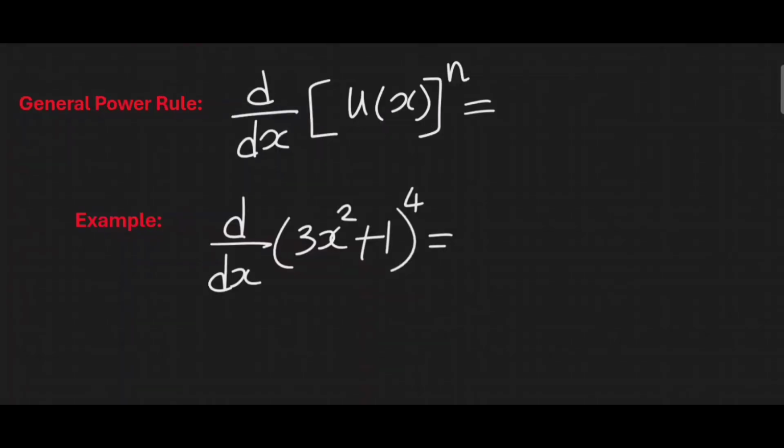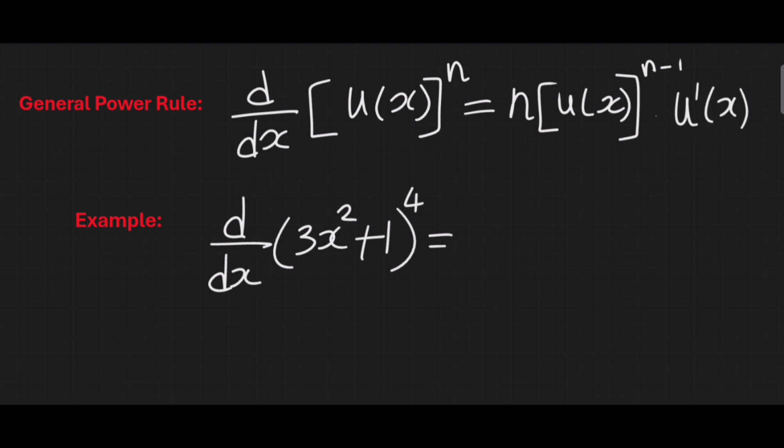Finally, let's look at the general power rule. This rule says d by dx of u of x the whole power of n equals, first differentiate the outside power, that is n times u of x the whole power of n minus 1, then multiplied by the derivative of the inside, that is u dash of x.